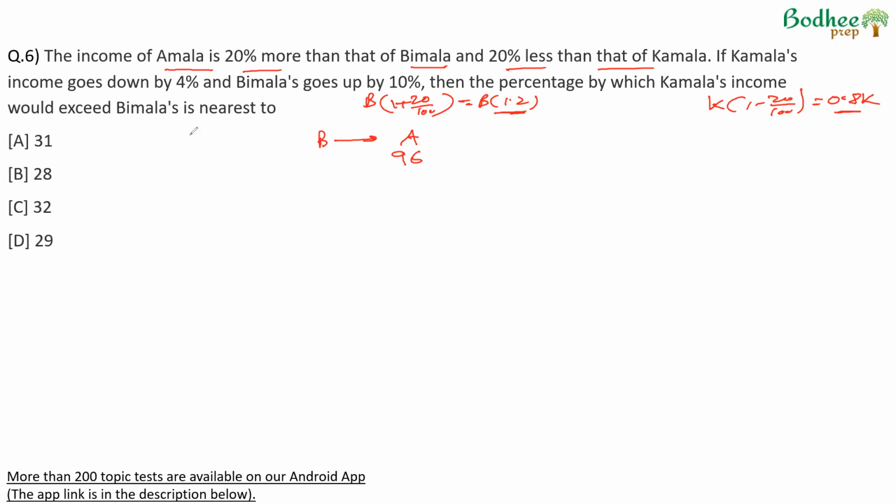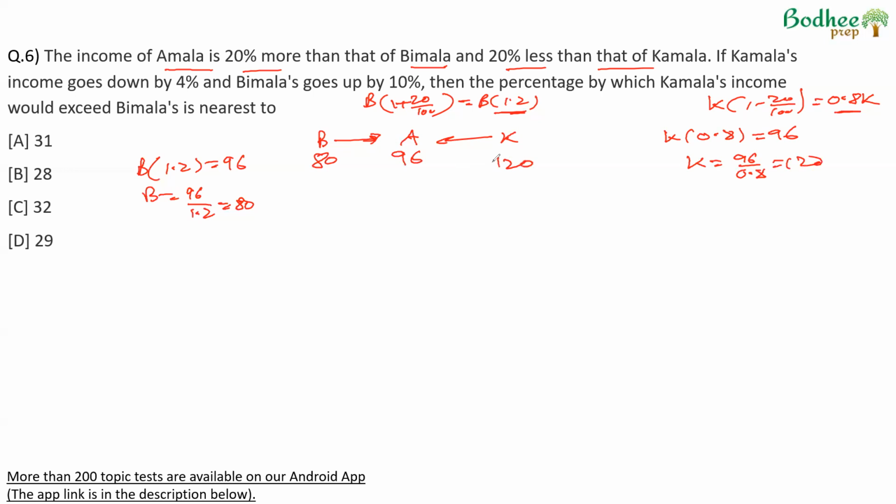Now, what will be Bimla's salary? Bimla into 1.2 should be Amala's salary. And therefore, Bimla's salary will be 96 upon 1.2, which is 80. As you can see, 20% of 80 is 16. Add 16 to 80, get 96. What will be Kamala's salary? Kamala into 0.8 will be Amala's salary, which we have taken as 96. So Kamala will be 96 upon 0.8, which will be 120. 20% of 120 is 24, 120 minus 24 is 96. So these are the three salaries.